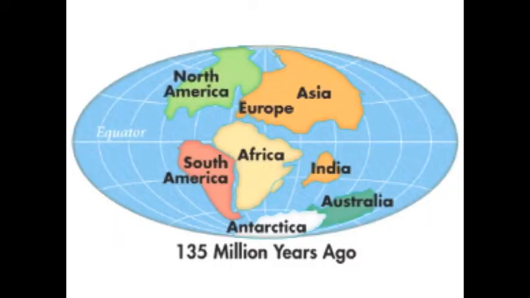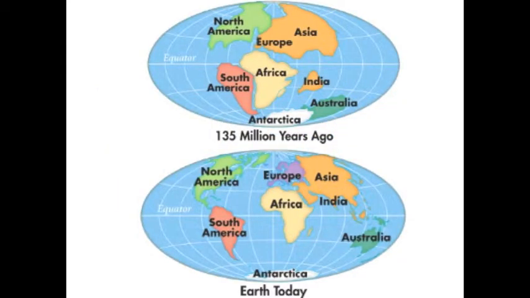Here's a map from 135 million years ago. But it doesn't look that different from what Earth looks like today, right? Let's do a side-by-side comparison to look at the similarities and differences. Oh, whoops. I guess they are actually pretty different. It's a good thing I looked at both maps together. In the last 135 million years, I can see that these continents did move a lot.